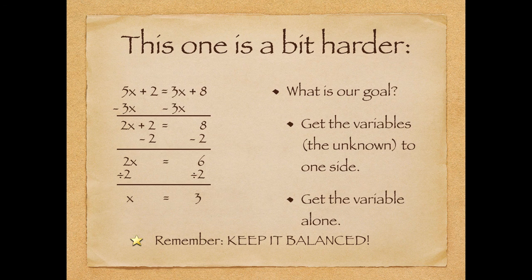Have we done what we looked to do? Yes, we got the variable to one side. Yes, we got it alone. There's only 1x there, and we know it equals 3. We talked about in class that you can check your work by plugging that 3 back into our original equation and see if it is in fact the same on both sides.